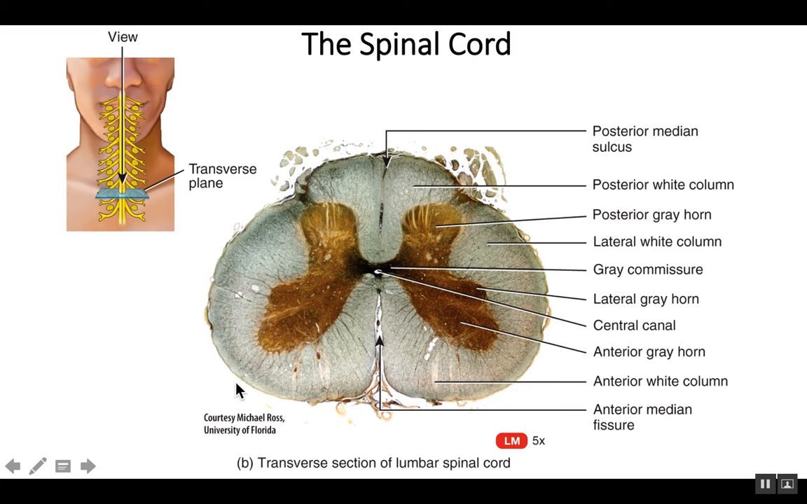You'll also notice there's a central canal. That's just a small little canal that runs the length of the spinal cord. There's actually cerebrospinal fluid in that canal as well.